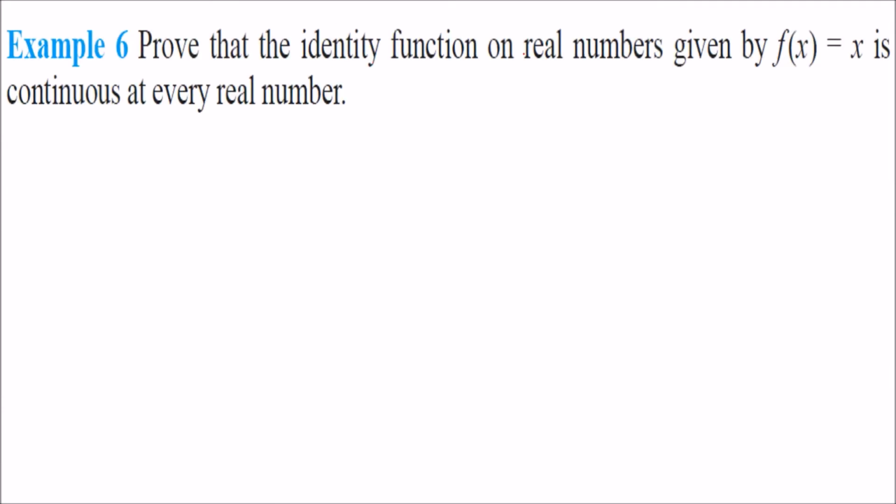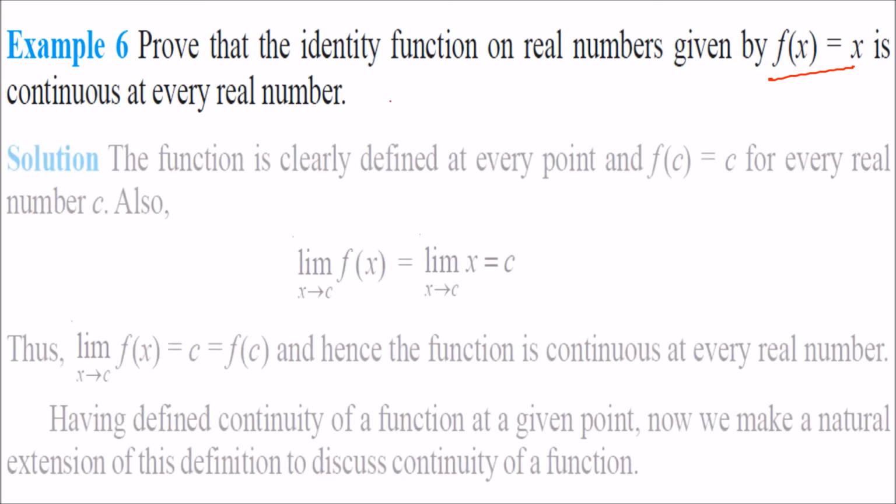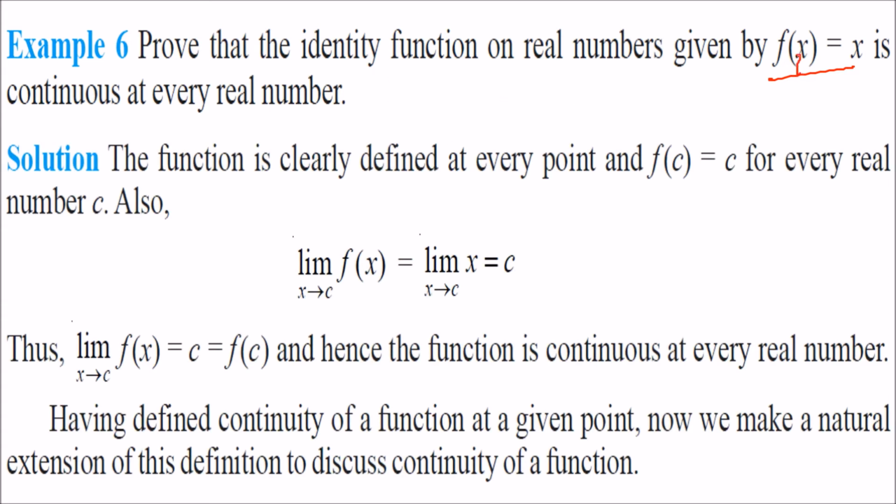Prove that the identity function on real numbers, given by f(x) = x, is continuous at every real number. See, if you place c here, any real number, you get c. This is the identity function. When you apply the limit as x tends to c, f(x) is x, so this will be c. In both cases, it is c. So this function is continuous at every real number.